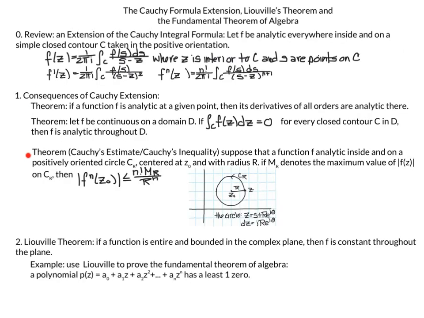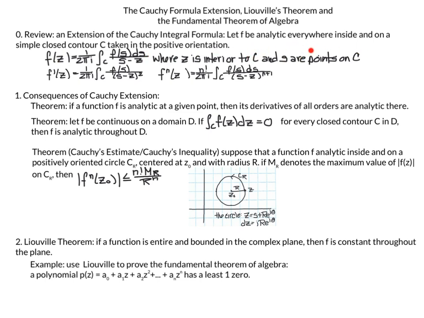And now before we overview what we will cover in this video, I want to do a quick review of our Cauchy integral formula, which is: let f be analytic everywhere inside and on a simple closed contour C taken in the positive orientation. Our Cauchy formula then said f of z, where z again is a number inside the circle, equals 1 over 2 pi i times the integral over C of f of s ds over s minus z. Z is interior to C, and s are points on C.